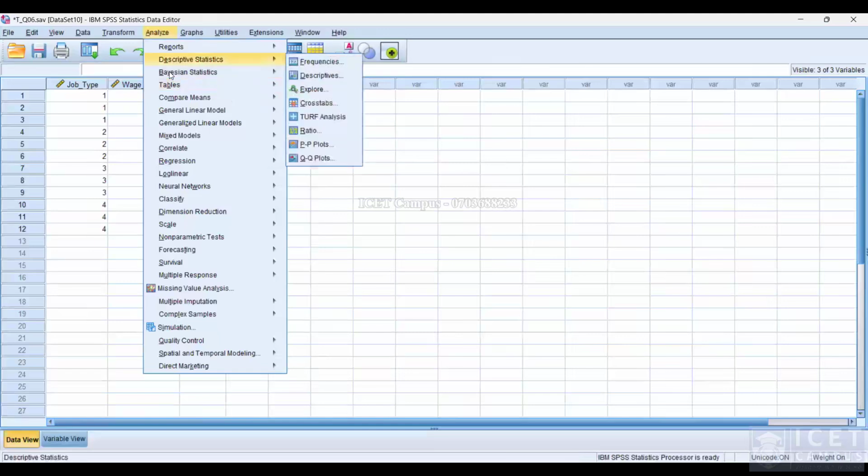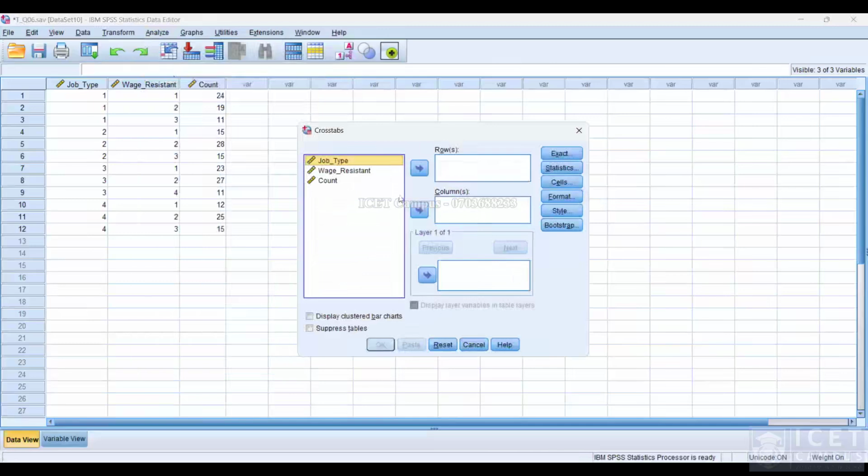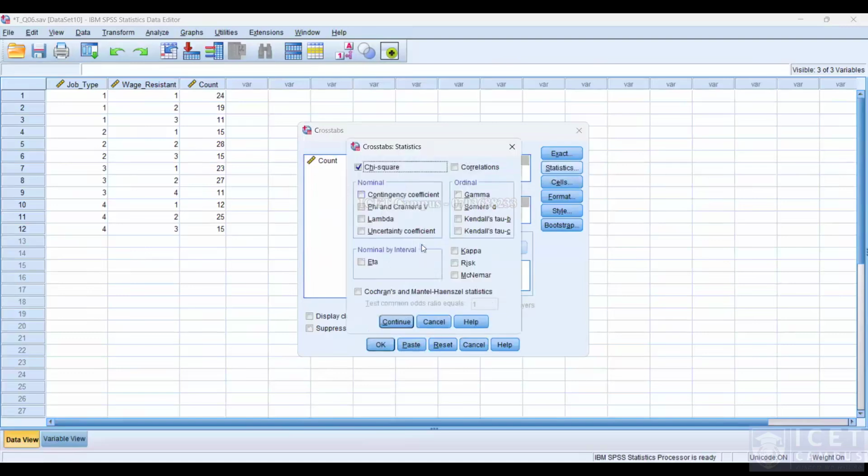Analyze descriptive statistics, cross steps. Then the rows are job type and the columns are wage rate. And then we can go for the statistics. We need to calculate the chi-square, continue.